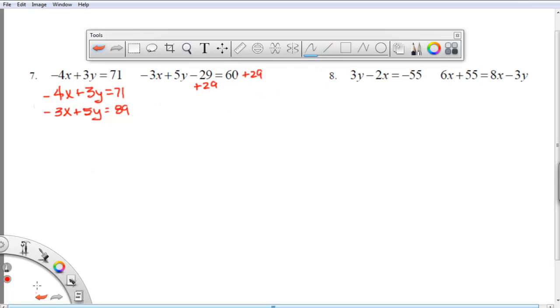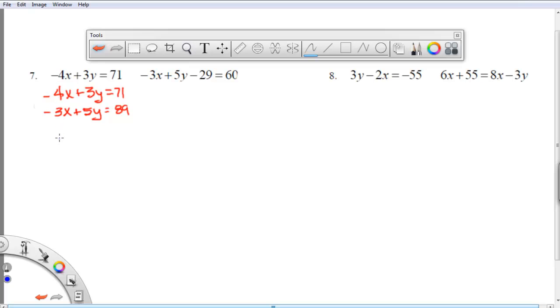Okay, so I'm going to go ahead and erase this stuff right here. I no longer need that. So now let's go ahead and get started here. We're going to do this one in blue. So let's take a look at our x terms. We want to get them to vanish, to be eliminated, so we can find the y.